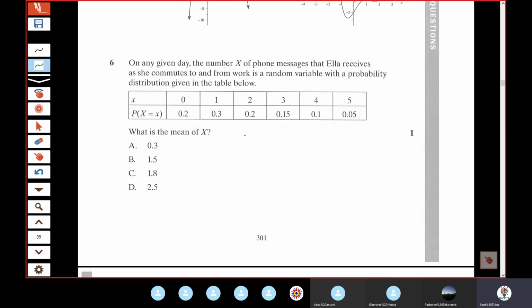All right, mean. Try number 6. Expected value of x. How do we do expected value of x again? No, that's probability. That's the bottoms. The bottoms must equal 1. How do we do expected value of x? Isn't it 0 times 0.2 plus 1 times 0.3? It's that one. This times this plus this times this plus this times this plus this times this plus this. Go do it. Give me an answer, please.